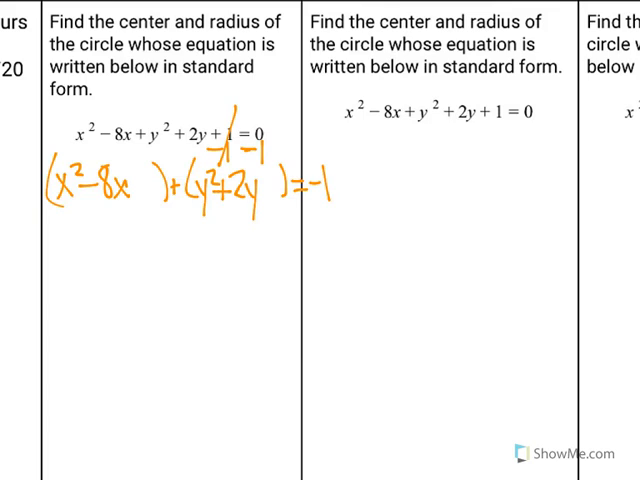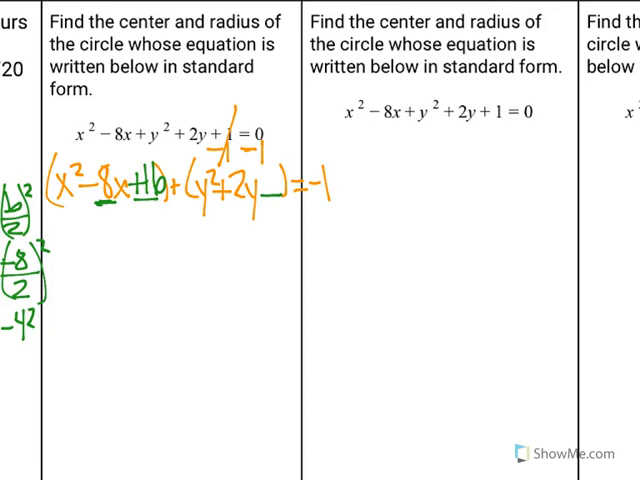Now, today we learned how to complete the square, and we're going to do that for both of our x's and our y's. So remember, to complete the square, you take your b value, divide it by 2, and then square that. And so our b value is our middle term, so -8 divided by 2. I'm going to write that out right here. -8 divided by 2 is -4, and -4 squared is +16, so I'm going to add 16 in there.